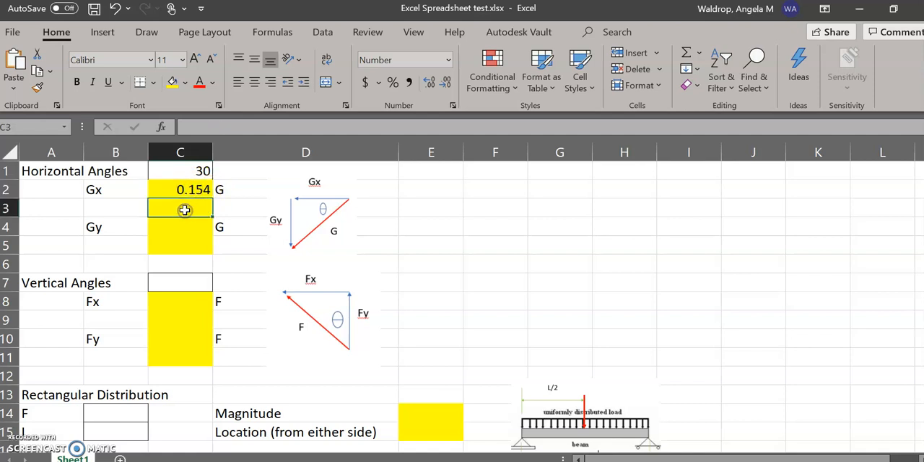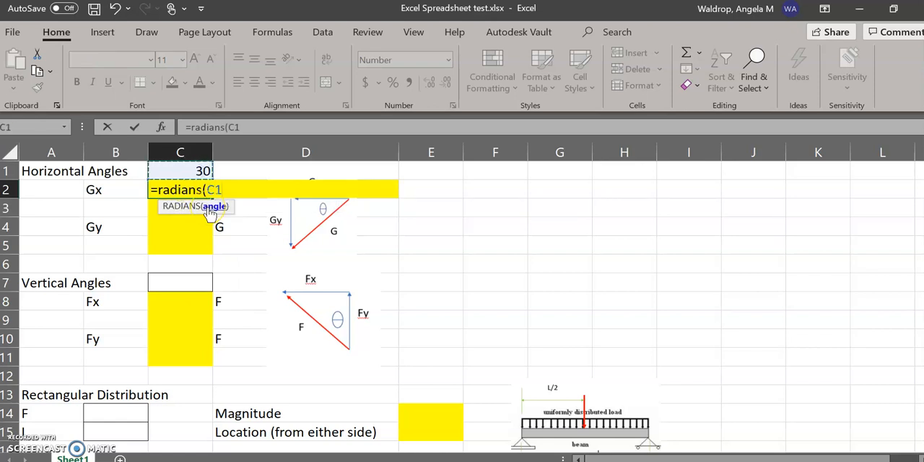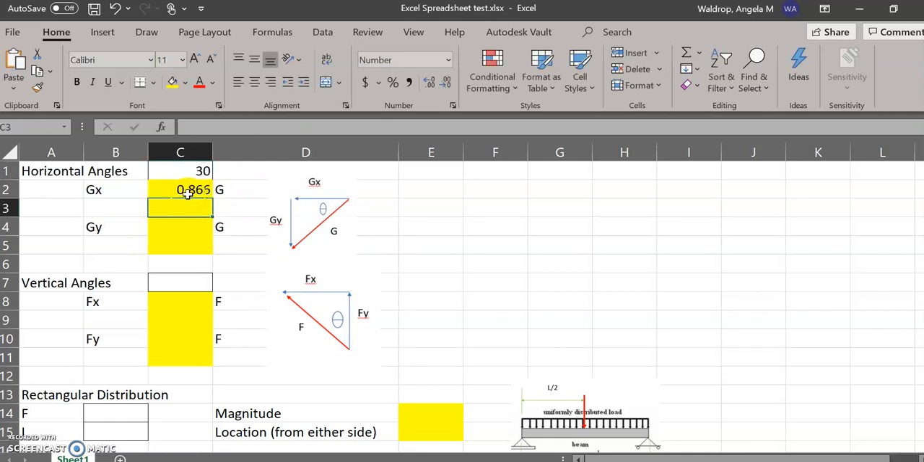So I'm going to have to go back and delete this. Now what I'm going to have to do first is type in equals radians and select the cell that has the angle in it. That'll convert that to radians. Then you have to go back and type in cos and put that whole thing in parentheses. And then we get the answer that we're looking for.